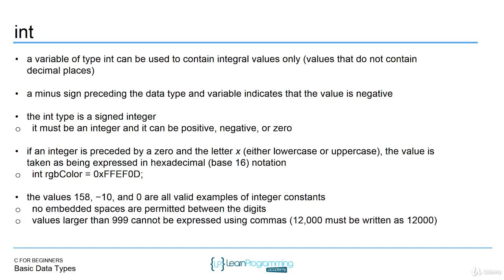The values 158, negative 10, and 0 are all valid examples of constants that you can assign to integer variables. No embedded spaces are permitted between the digits. And if you try to assign a value larger than 999, you can't use commas. So don't try to assign a value to a variable named x like 12,000 with a comma in the wrong place. You have to do 12000.